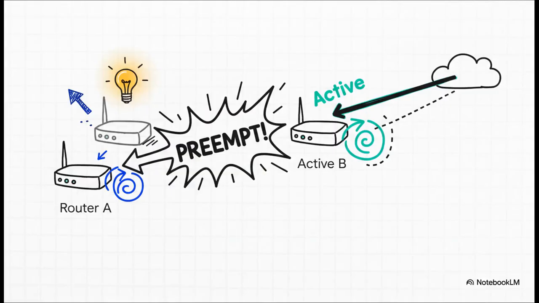Okay, so router B saved the day. Awesome. But what happens when our original, maybe more powerful router, router A, comes back online? Well, by default, nothing. Router B would just stay active. That's where this feature called preemption comes in. When you turn it on, it lets a router with a higher priority basically say, "Hey, I'm back and I'm the boss. Let me take over again."